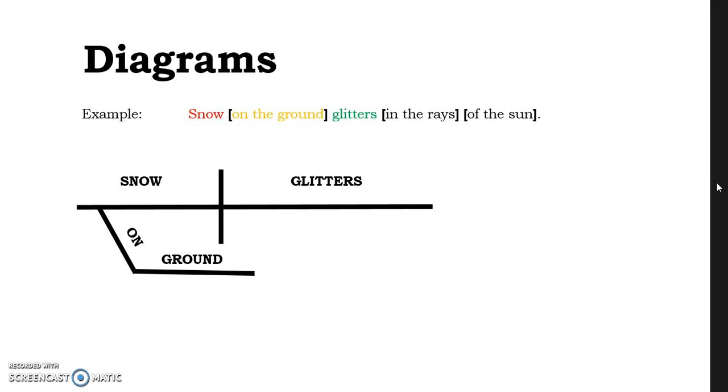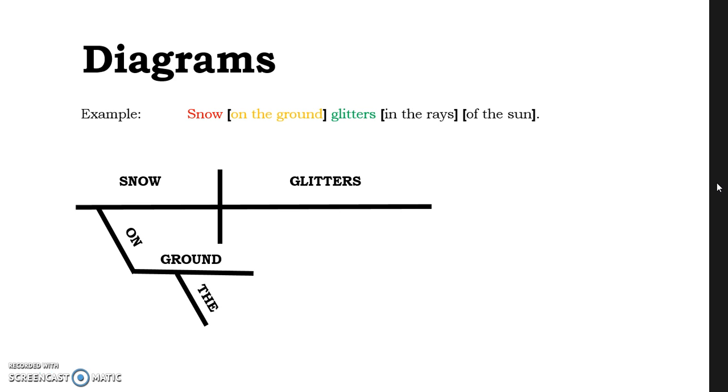We have one remaining word in the sentence, the. We remember from the last lesson that the is an article, a determiner, an adjective, and since the is modifying ground, we put it on a descending diagonal beneath ground.